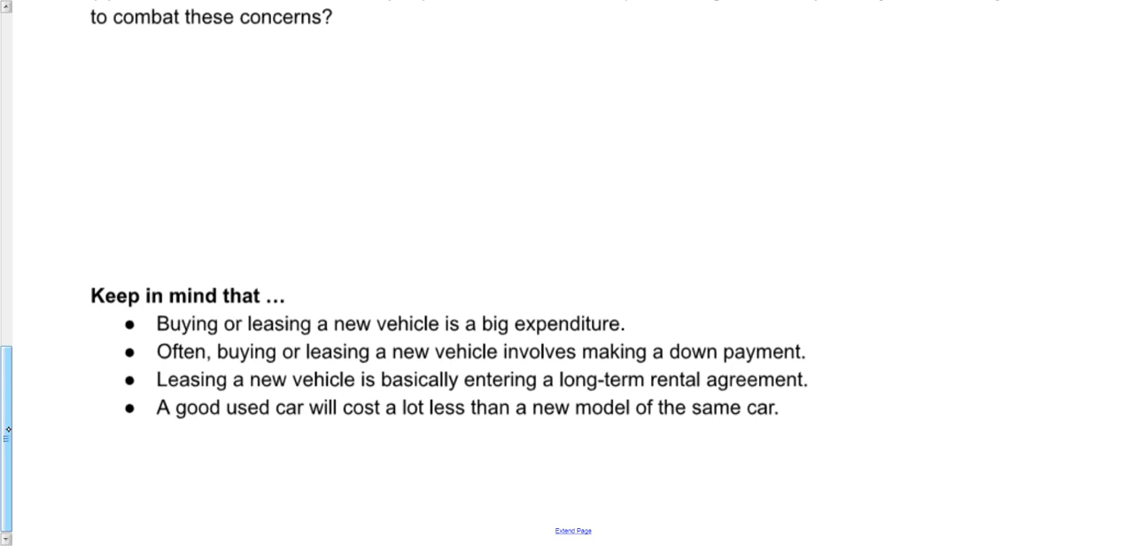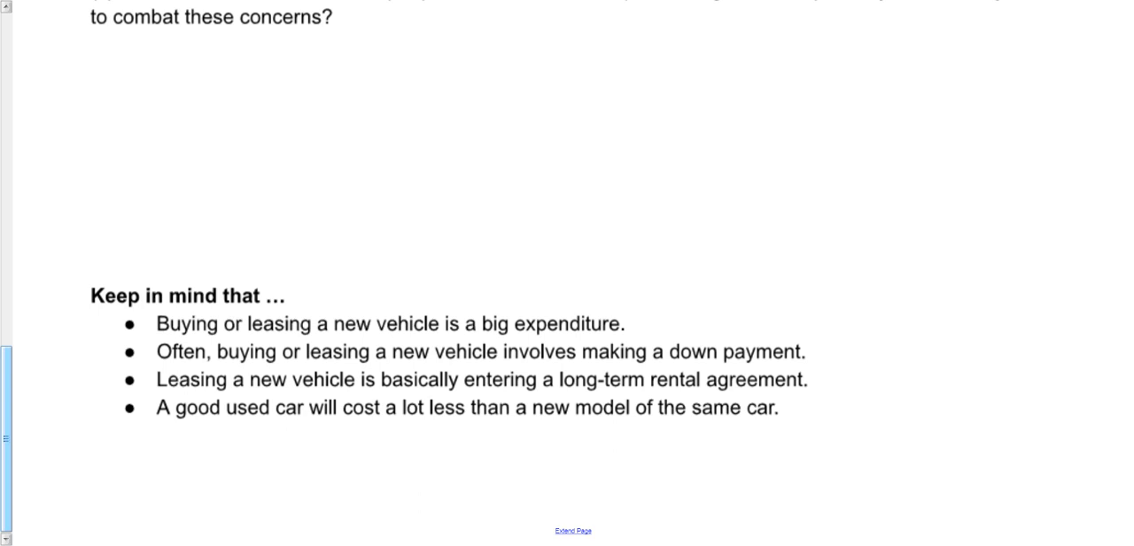So with that being said, let's keep in mind, obviously, that buying or leasing a new vehicle is a very large expenditure. It's usually the second largest purchase that people tend to make over the course of their lives after a house. And often buying or leasing a vehicle involves making a down payment. So most people don't have in cash all the money that they need to buy a vehicle, and so they put down a certain amount and then they pay off the rest over time.